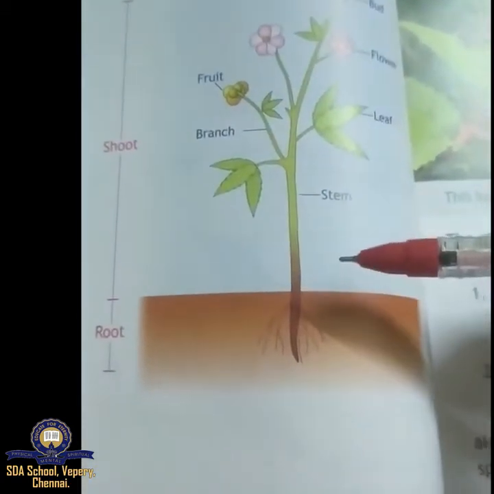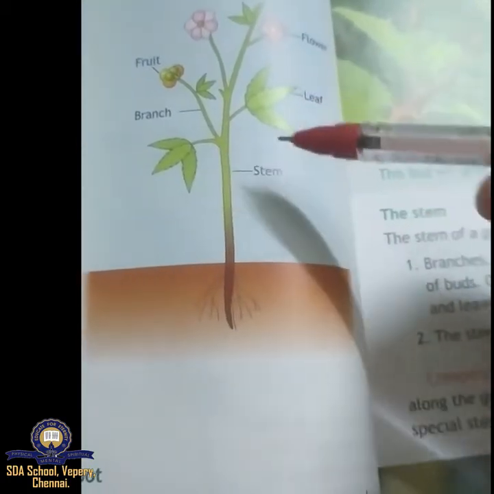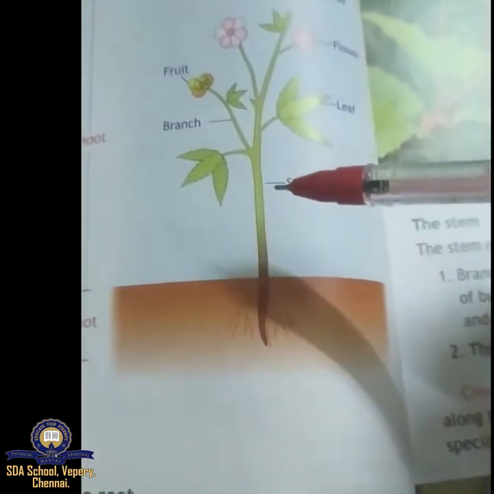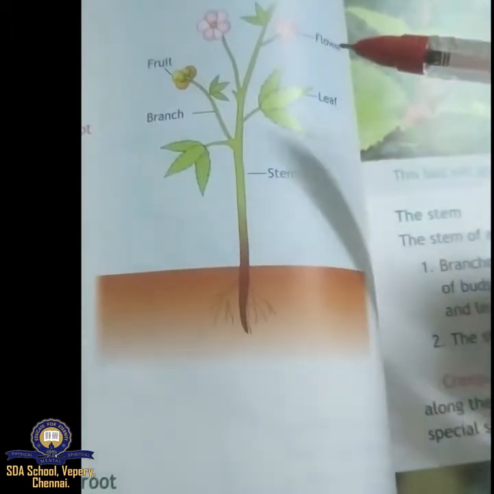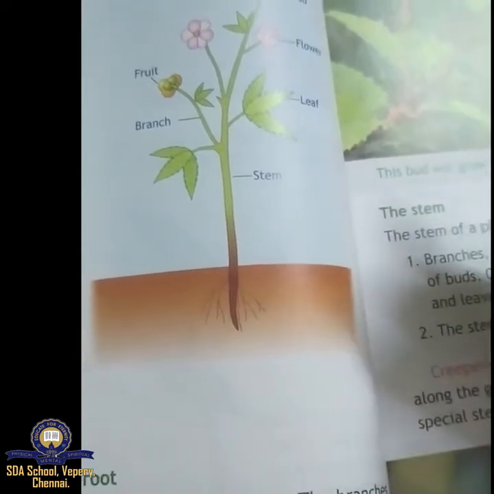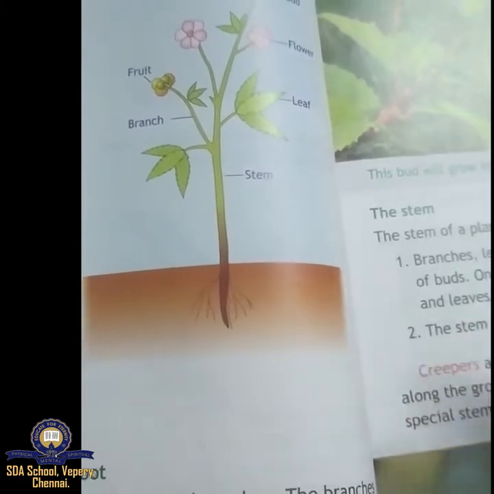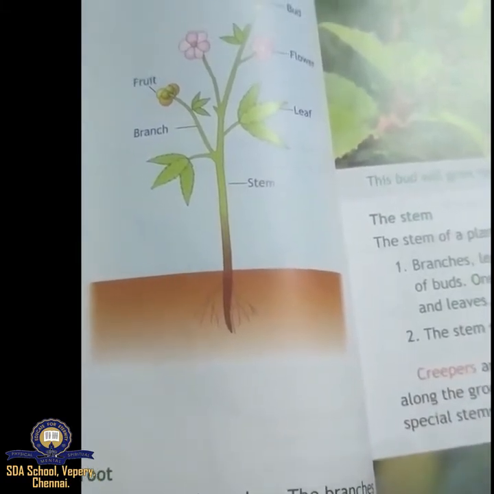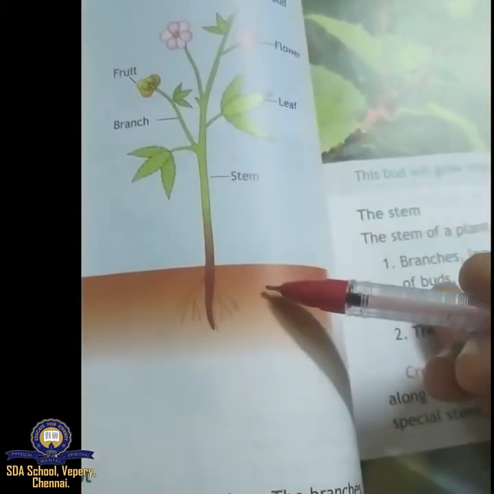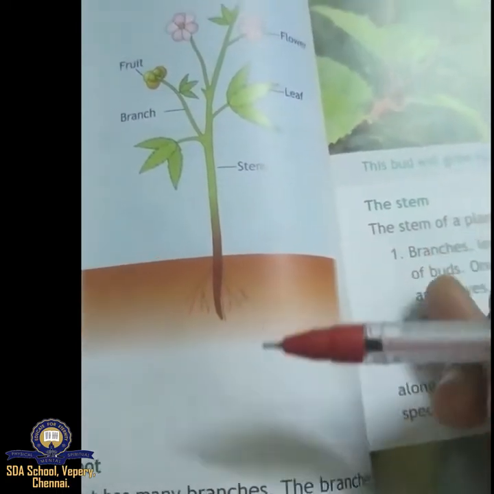What are the parts in the shoot system? We have already learned the parts of a plant that grow above the ground. What are they? Fruits, branches, leaves, stem. They are called shoot. The parts of a plant that grow above the ground are called shoot, and the part that goes below the ground is called root.